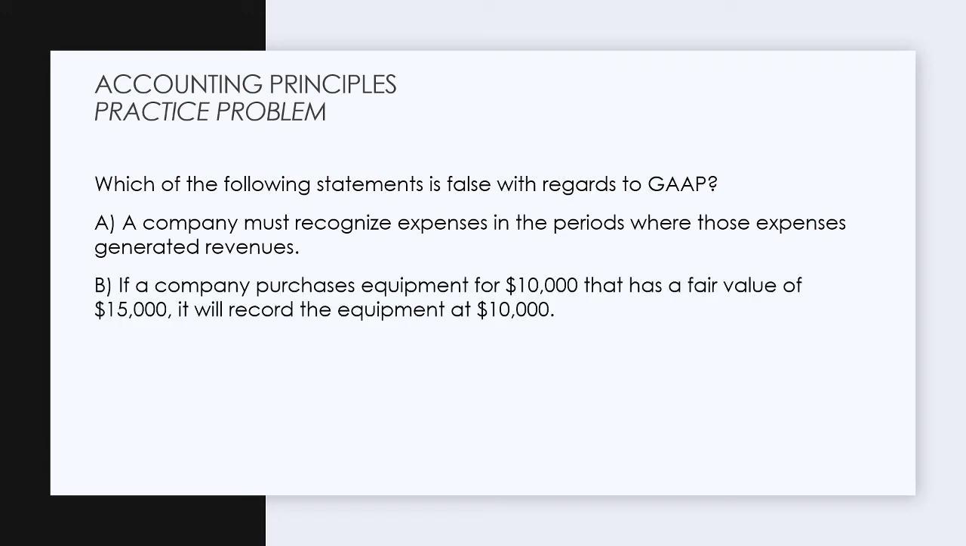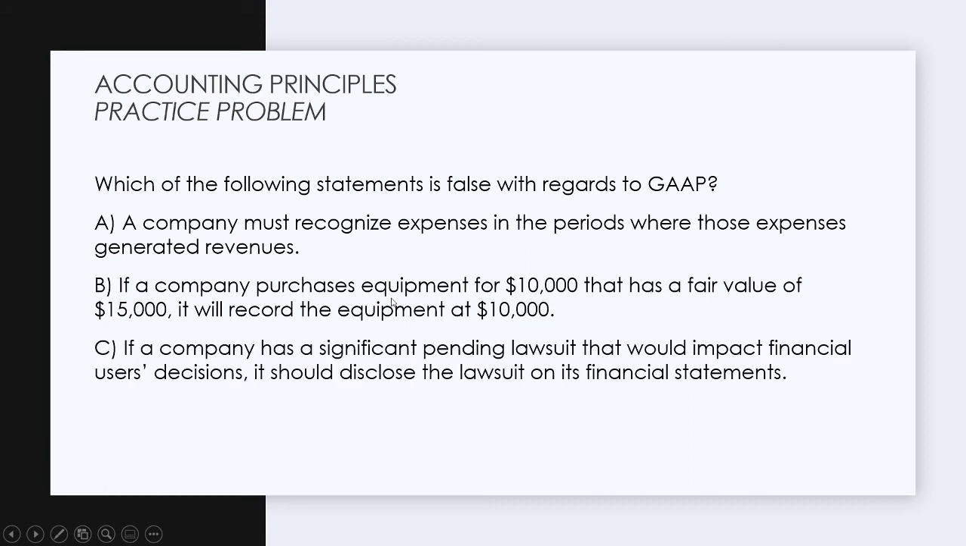B, if a company purchases equipment for $10,000 that has a fair value of $15,000, it will record the equipment at $10,000. This is true as well. This is the historical cost principle, right? And that's why I added this problem, to illustrate that even if we purchased equipment at a good deal, we would still record the equipment at the cost, the $10,000. So that's true. That's the historical cost principle. So that's not our answer.